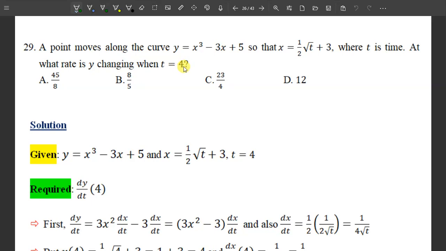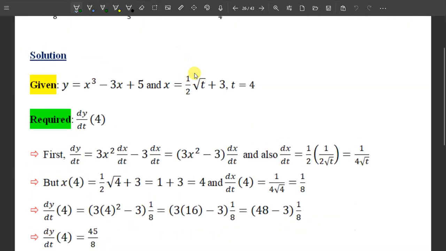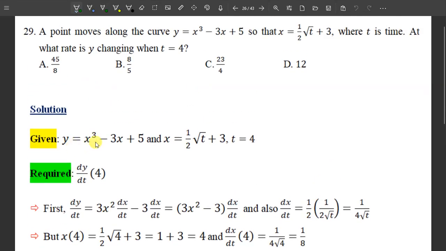Let us see how to find the change in y. When that point, with a certain coordinate x and y, is moving along this curve, which is given by x cubed minus 3x plus 5, with what rate, or how fast, is y changing with respect to time? That is what the question says. Now here, what is given? The curve y is equal to x cubed minus 3x plus 5 is given, and also x is equal to 1 over 2 radical t plus 3 is given, where t is time.